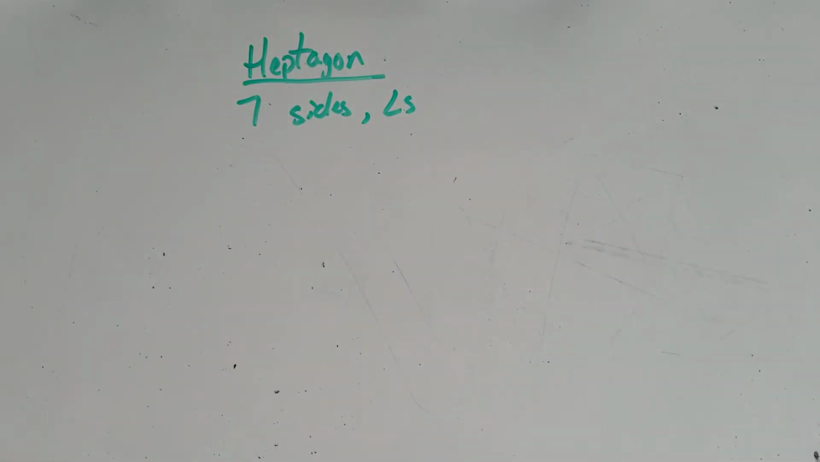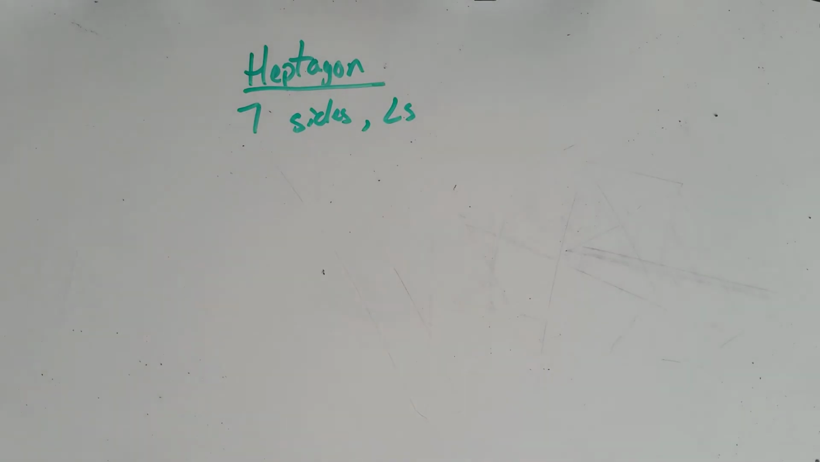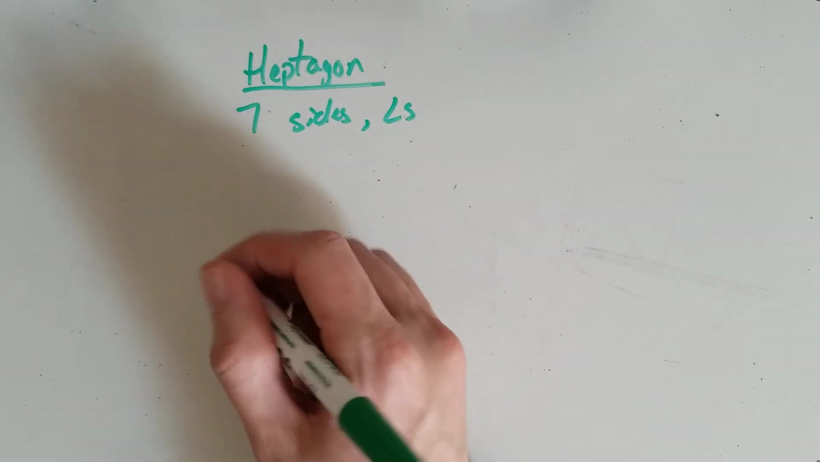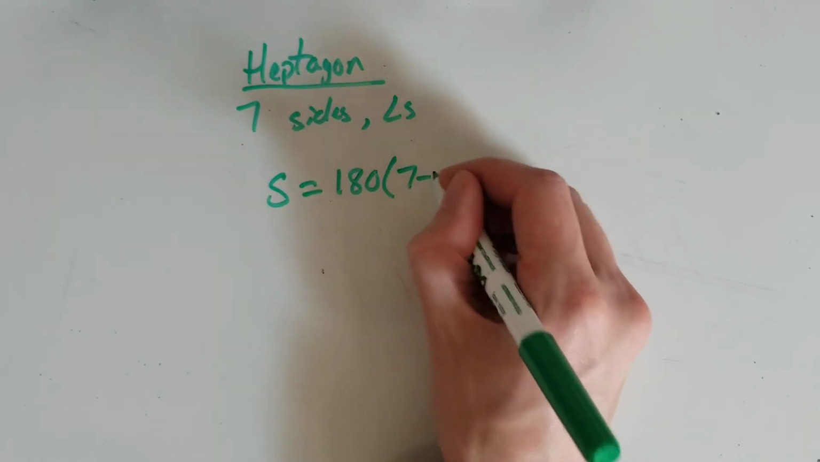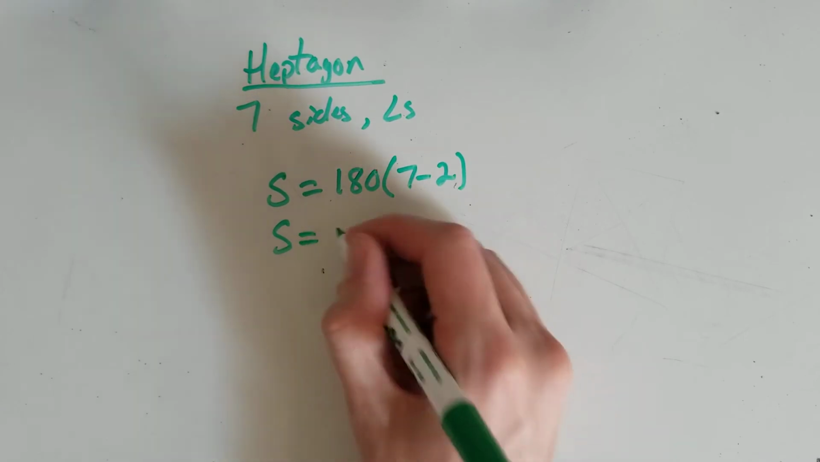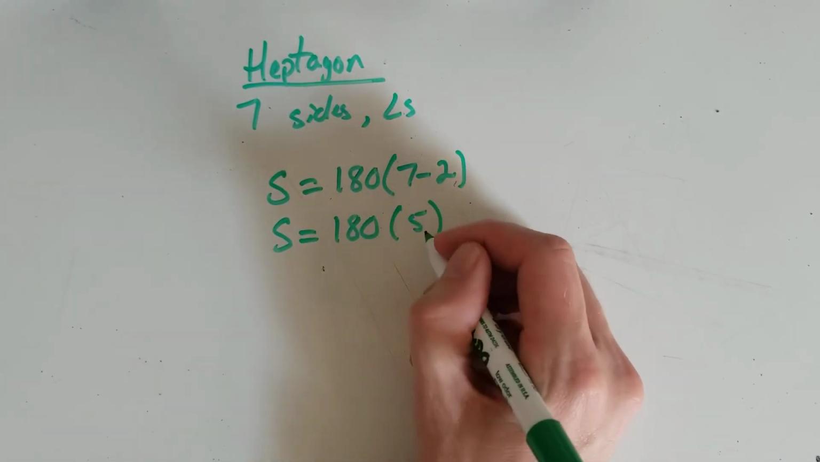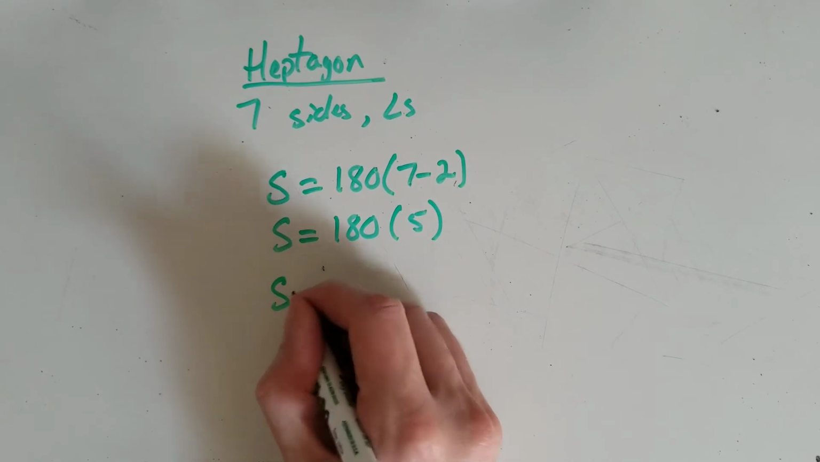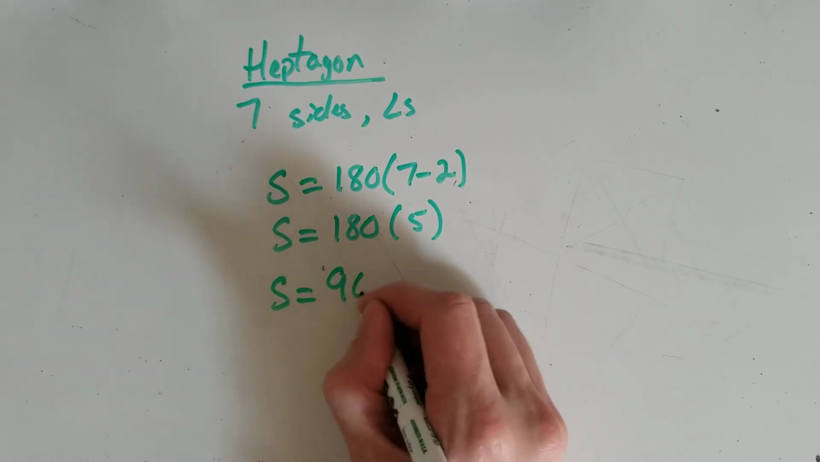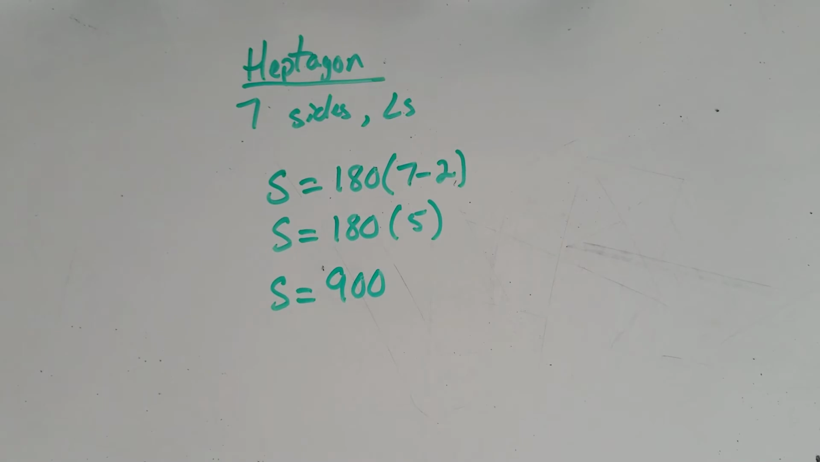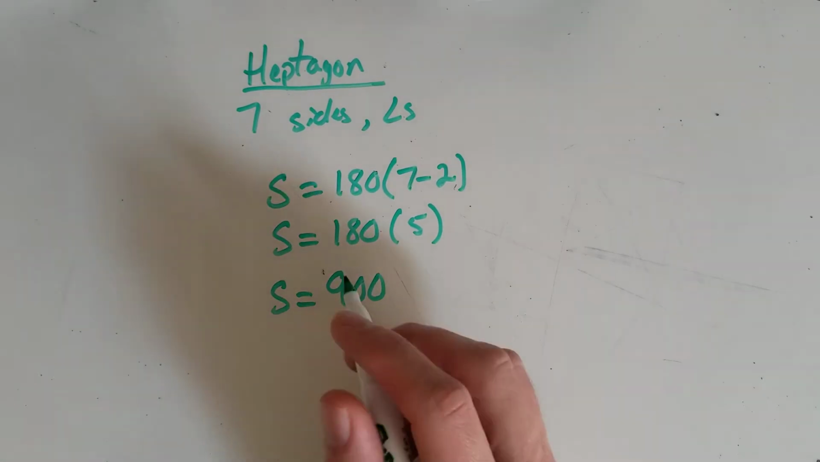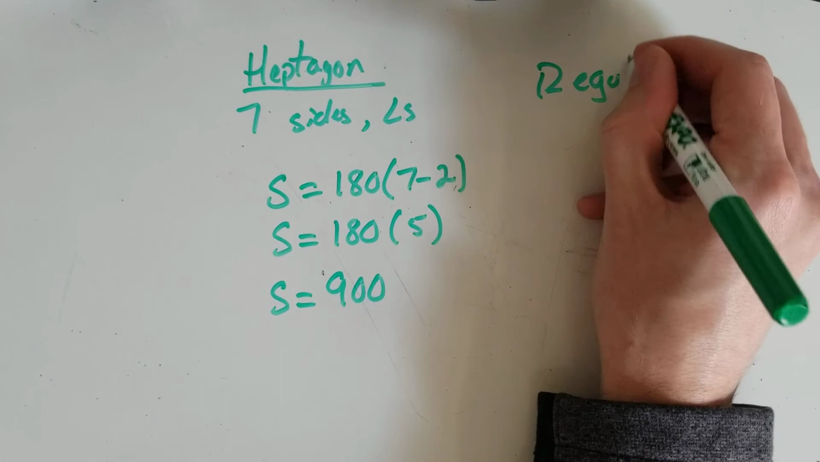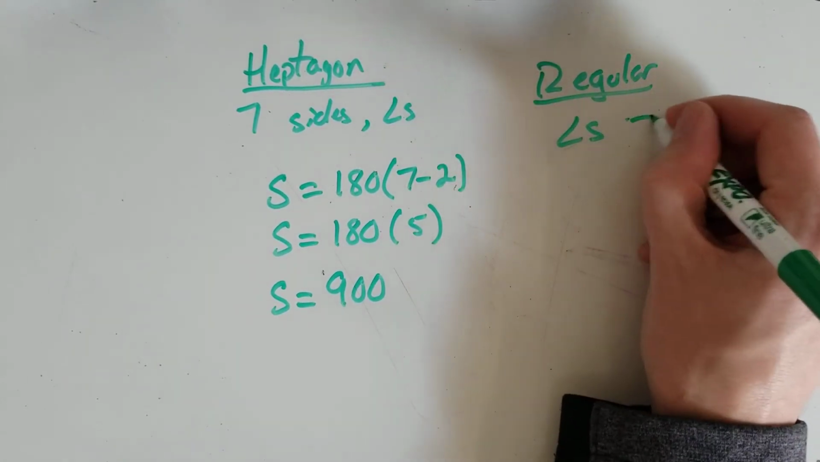So a heptagon, well, we need to figure out what the sum of the angles are in a heptagon. Well, we would use that formula again. Sum of the angles is 180 times 7 minus 2. So the sum of the angles is 180 times 5. So the sum of the angles should be 900. So that means when we take all 7 angles in a heptagon, we're going to end up with a sum of 900. But since it was a regular heptagon, that means all the angles are congruent.